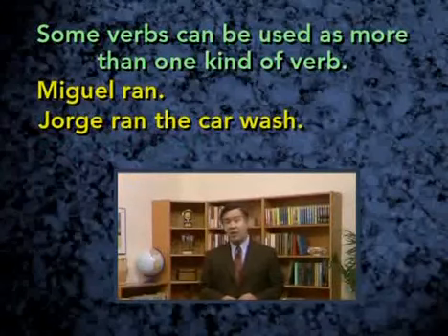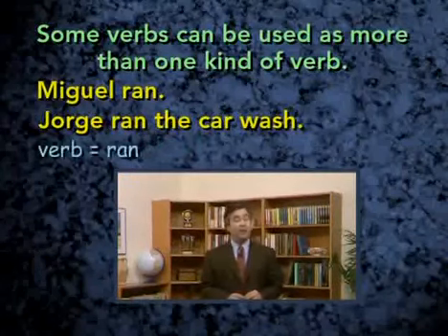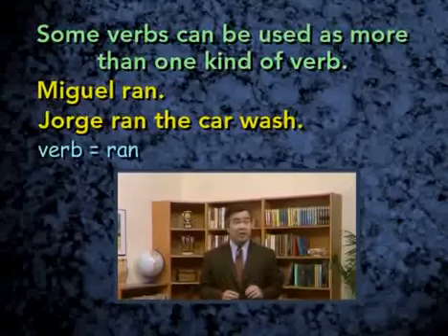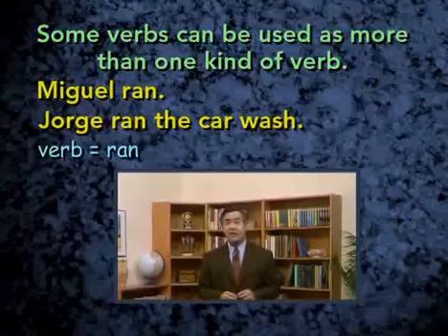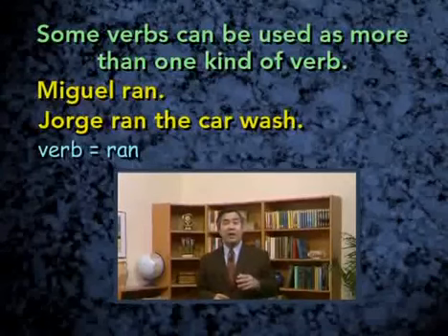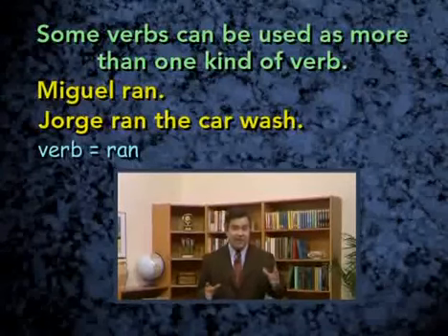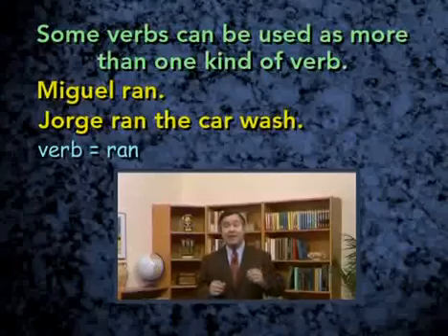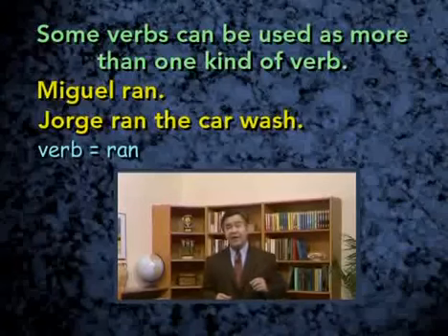Jorge ran the car wash. Here we have the same verb, ran, but it's used in a very different way than in the previous sentence. In the previous sentence, we saw that the verb ran had no object. Miguel ran, and that was the end of the sentence. In this case, the verb ran does have an object.